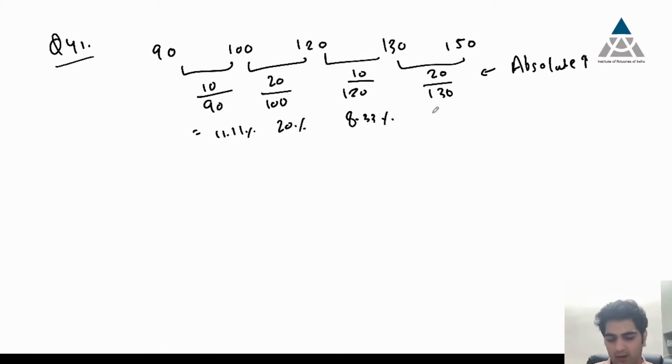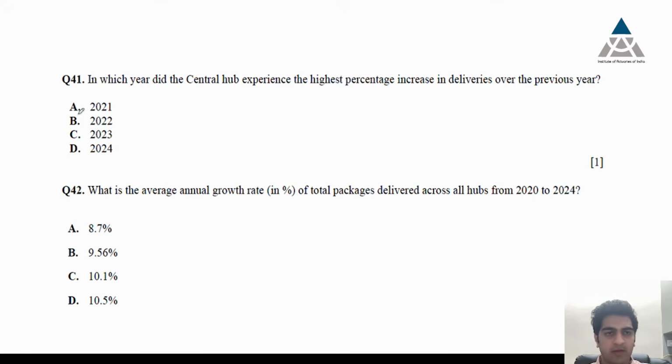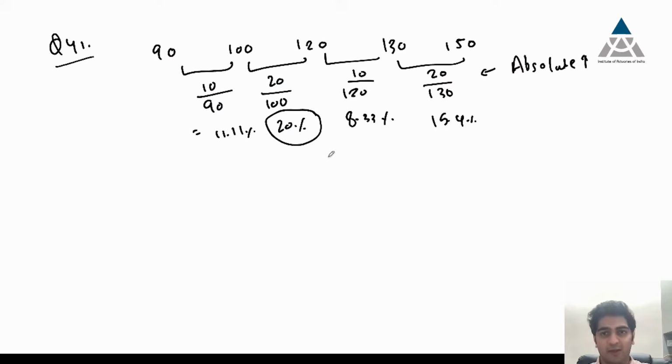It should be somewhere around 16% or something like that. Let's see. So that's 15.4%. Okay. But you can clearly see we have a winner. The highest increase was seen in this year. That is in the year when you increased from 100 to 120. And that was the year 2022. So 2022, which is B, is the correct answer here. So we'll just say answer B.